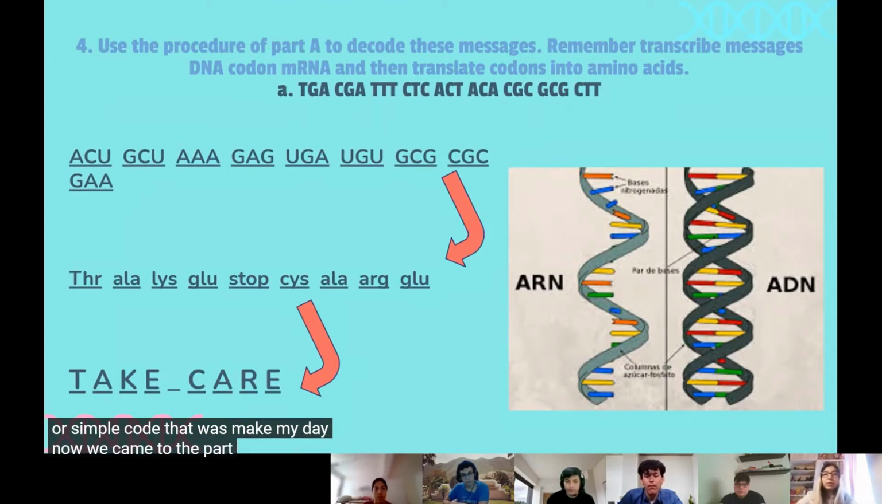Now we came to the part to decode the message. First, I changed from DNA to mRNA, and it was ACU, GCU, AAA, GAG, UGA, UGU, GCG, CGC, and GAA, which translated into THR, ALA, LYS, GLU, STOP, CYS, ALA, ARG, GLU, which translated into the message, take care.